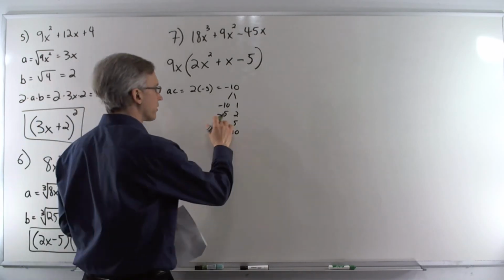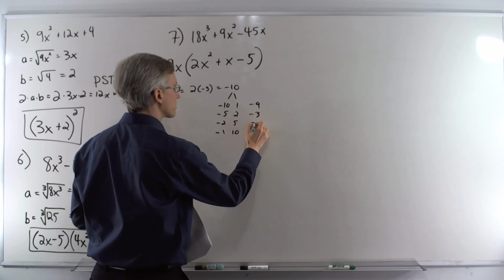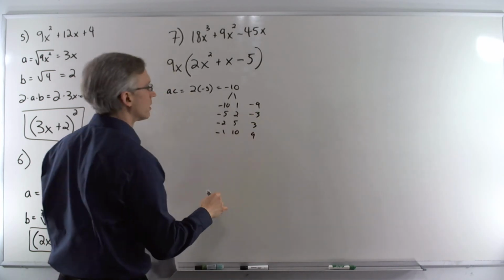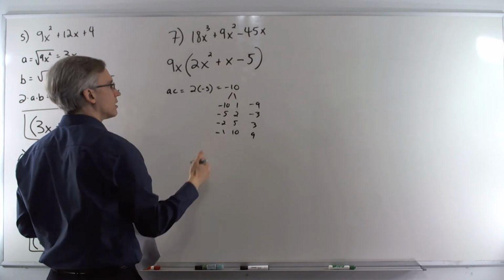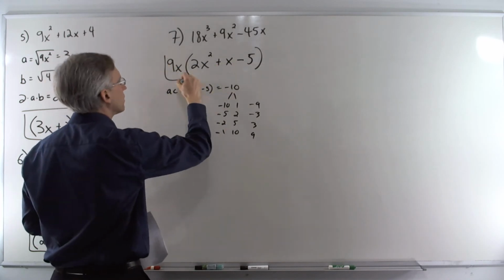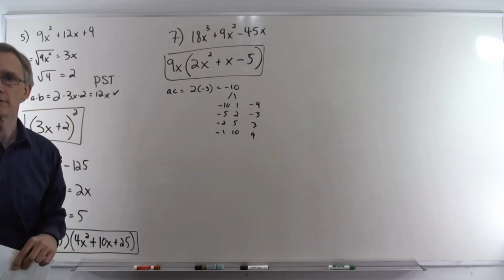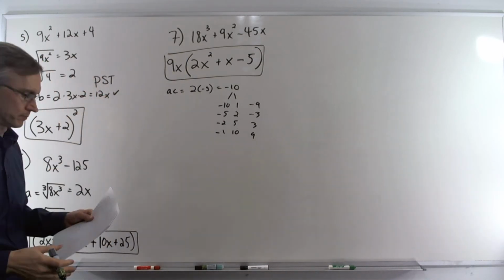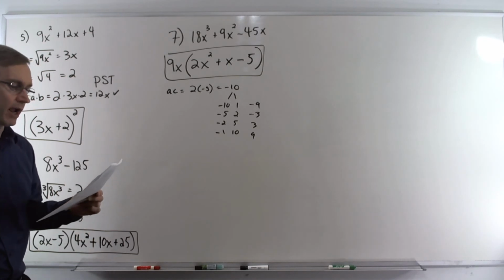We add up all these. We got negative 9 here, negative 3, positive 3, and 9. All right, none of these add to get our middle coefficient. So this thing is prime. So that means there's your answer. That's fully factored.